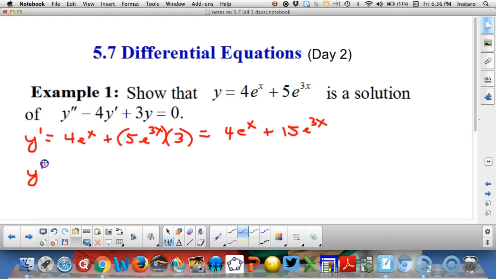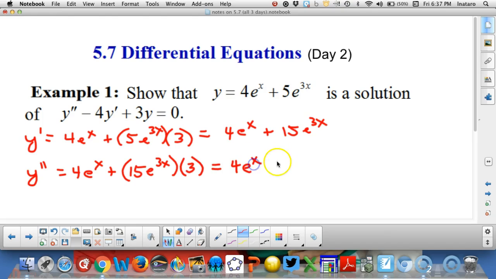Now, let's take the second derivative. So I need to take the derivative of our first derivative. So once again, the derivative of 4 e to the x is 4 e to the x. And then we need to take the derivative of 15 e to the 3x. And the derivative of 15 e to the 3x is 15 e to the 3x. But once again, we have to use that chain rule and take the derivative of 3x, which is 3. And so now I will simplify this a little bit, or multiply the coefficients together, and my second derivative ends up being 4 times e to the x plus 45 e to the 3x.